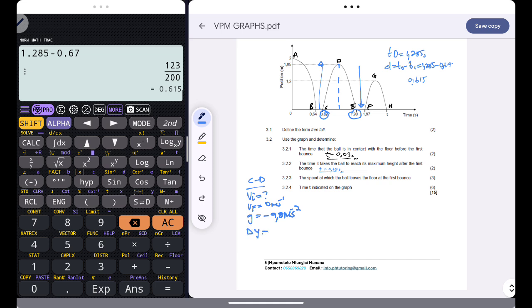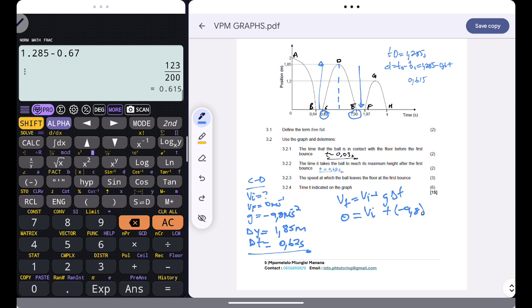Delta Y, from part C to D, the ball is displaced upwards a distance of 8.5 meters. The time it takes for the ball to reach that maximum height is 0.62 seconds. They want us to find initial velocity. I'll simply say Vf is equal to Vi plus g delta t. Final velocity is 0. I'm looking for Vi, and I'm expecting to find a positive value because it's an upwards velocity.